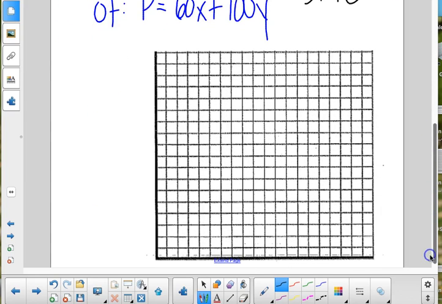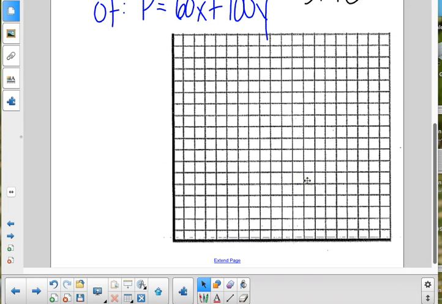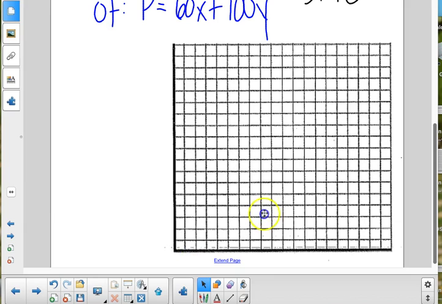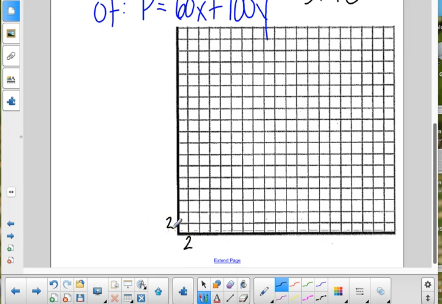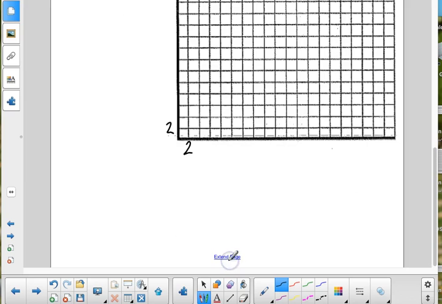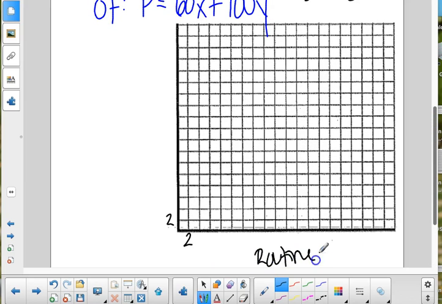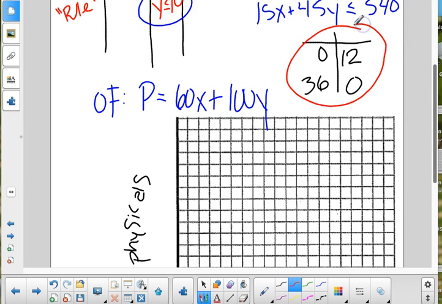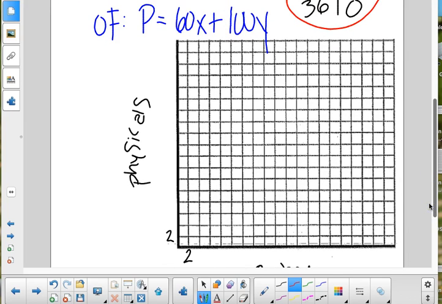So if you go down here to your graph, do we have enough space to count by 1? No. So if we have to get up to 36, what should we count by? We can count by 2. So remember, you don't need to label every line. Just label that you're counting by 2s. And then make sure you put a little label of like, these are my routine, these are the physicals. And then we're just going to plot those 2 points. Grab your ruler.